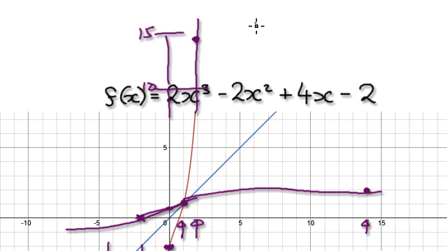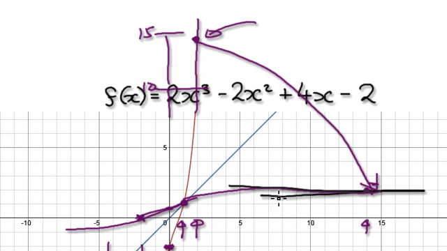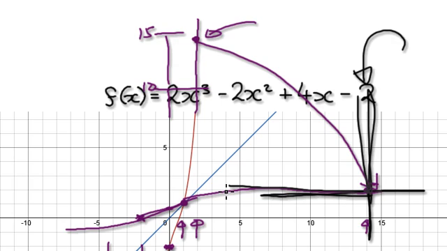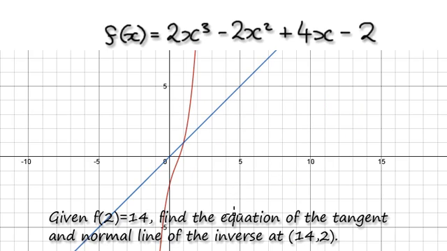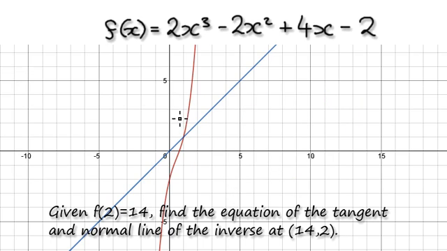Your aim is to really find out the gradient at this point. From here, you can find the gradient of this point, and your job is to find the equation of this tangent line and the normal line here. Find the equation of the tangent line and the normal line. So press pause and have a go.